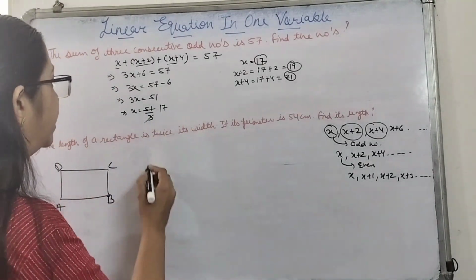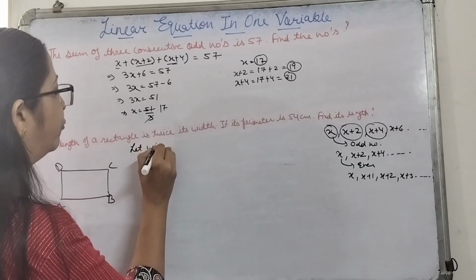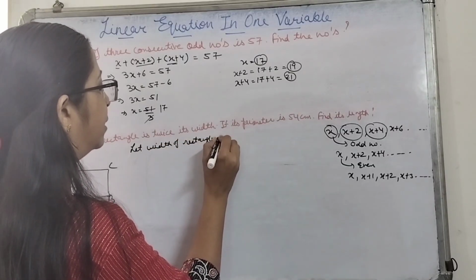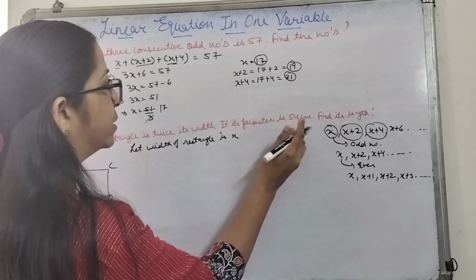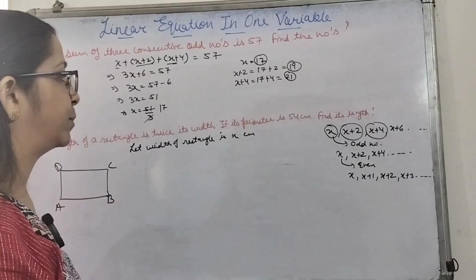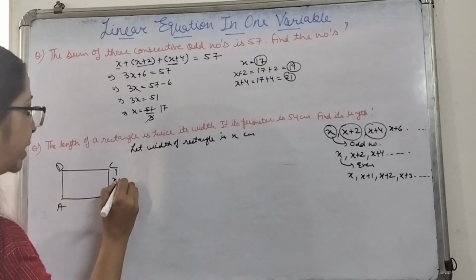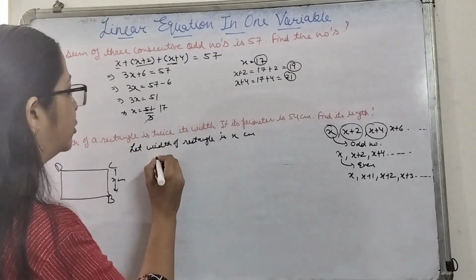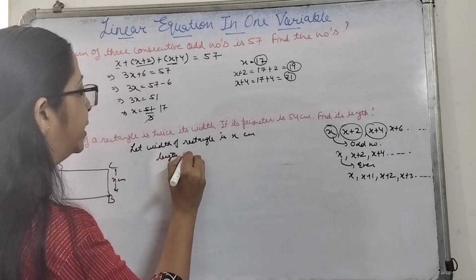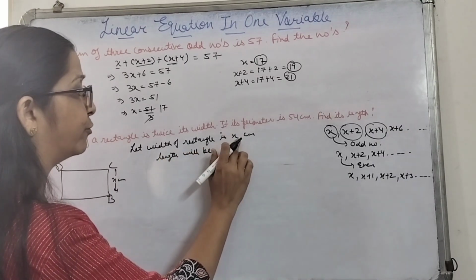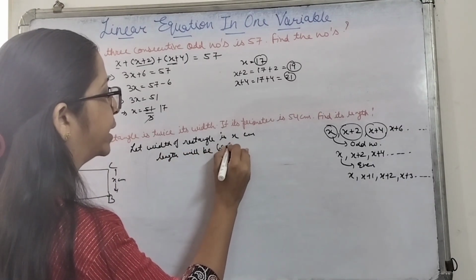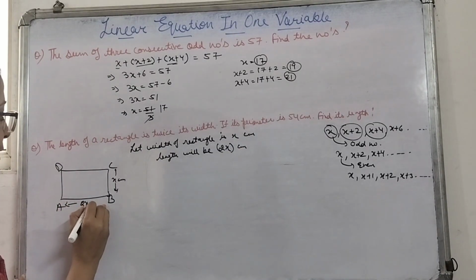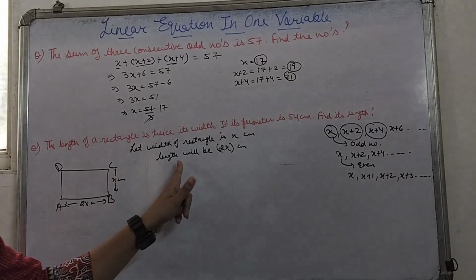So we are assuming that the width of the rectangle is x. It is in centimeters, so it is x centimeter. So if this width is x centimeter, the length will be twice of it. Length will be twice of width, that is 2 times x. This will be the length. So length will be 2x centimeter.